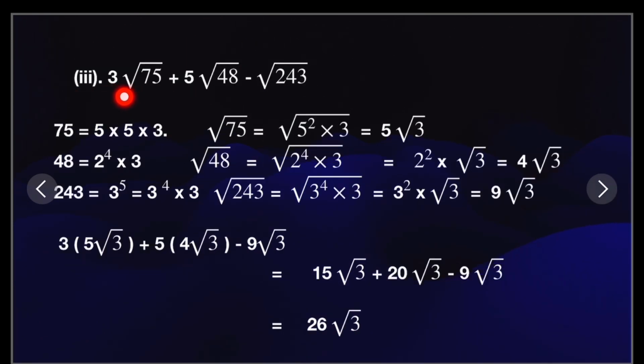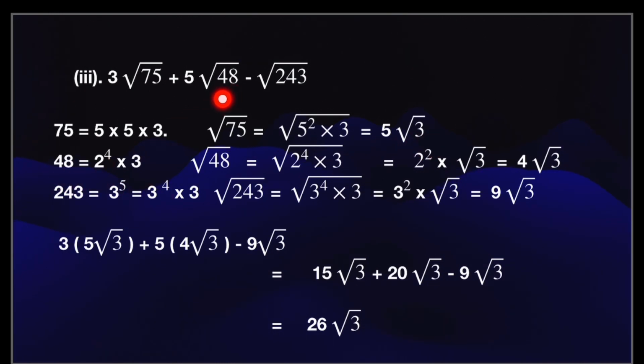Number 3. 3 into square root 75, 5 into square root 48 minus square root of 243. So first let us see this can be factorized. So let us first factorize this. 75 is 5 into 5 into 3. So you can write square root 75 as what? 5 square multiplied by 3. And what is square root of 5 square? That is 5 and square root 3. So this is the simplest form. We have converted square root 75 into 5 root 3.